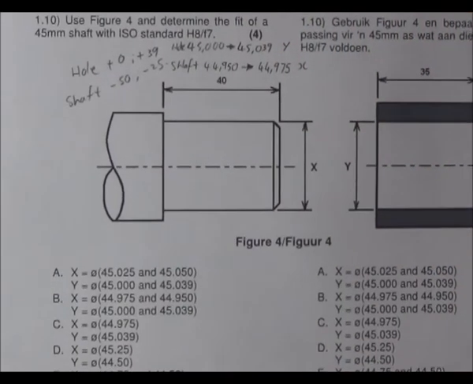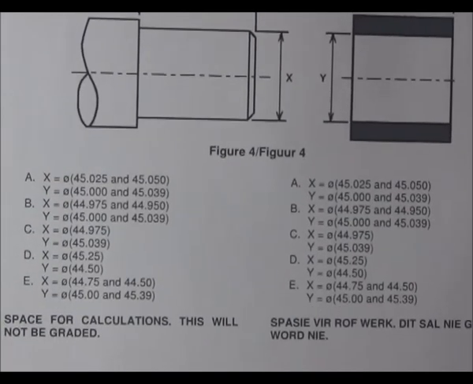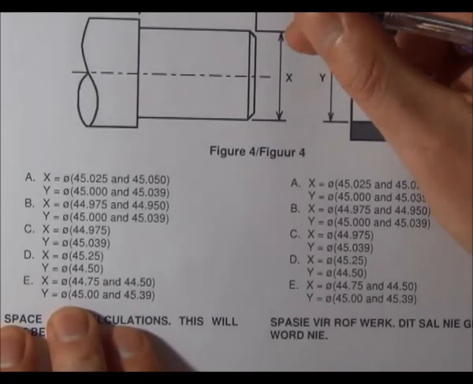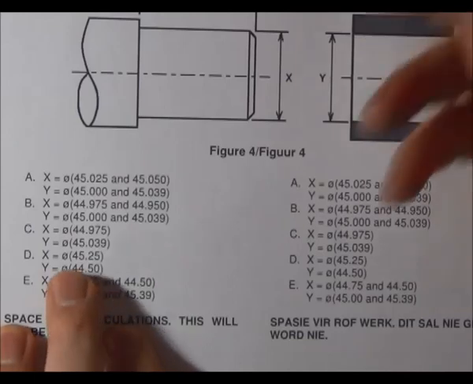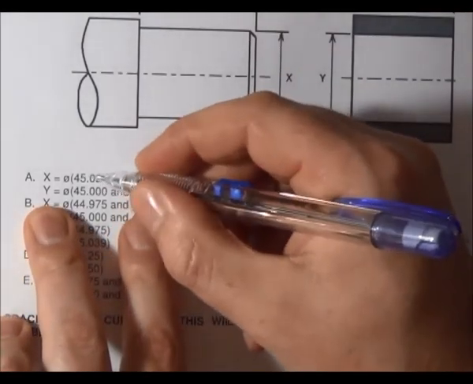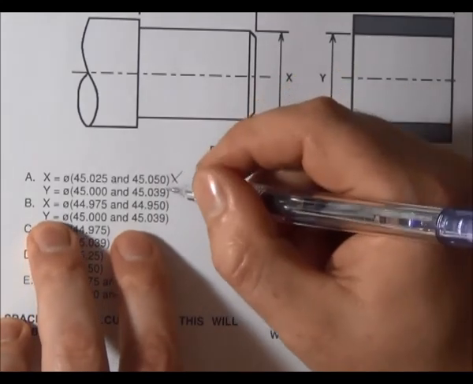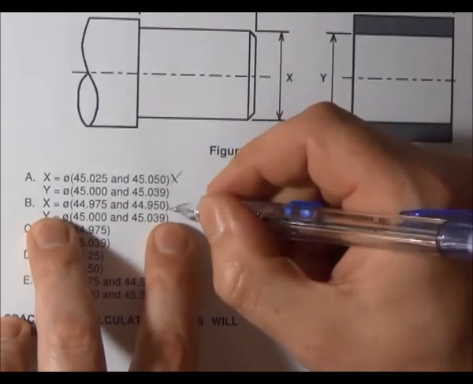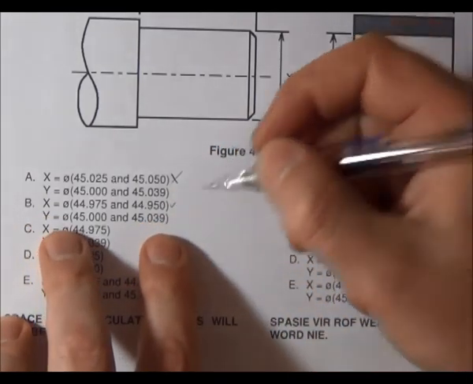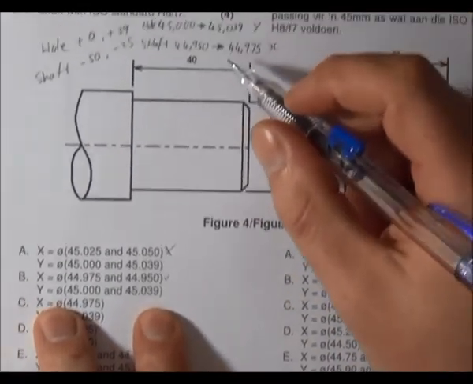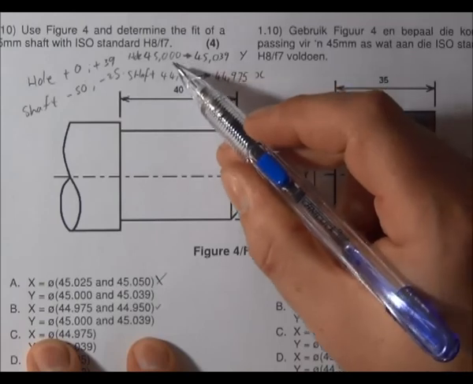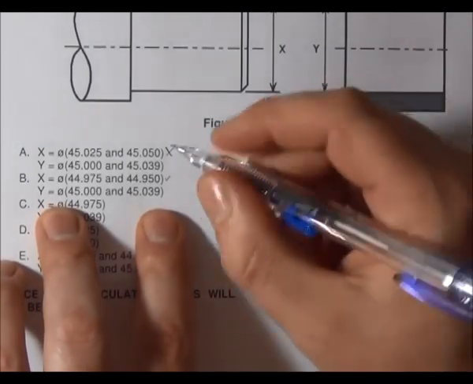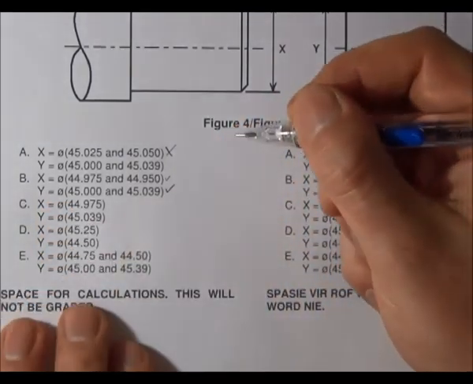Now we can go to our options and see which of them work. We're looking for an X value of 44.95 to 44.975. Option A, X is 45, so no, it's not option A. B, 44.975 and 44.95 for my X value. So far that's good. For my Y value, we're going from 45.000 up to 45.039. So that's my Y value as well.